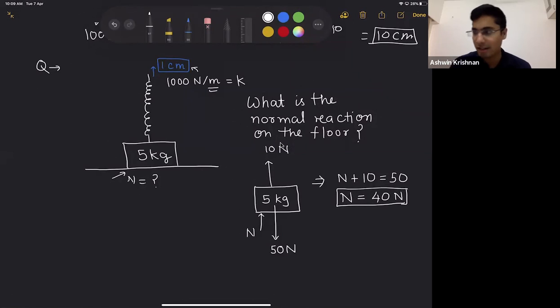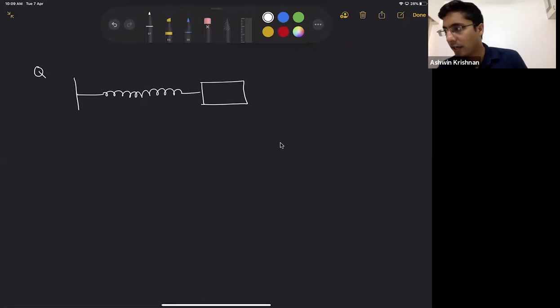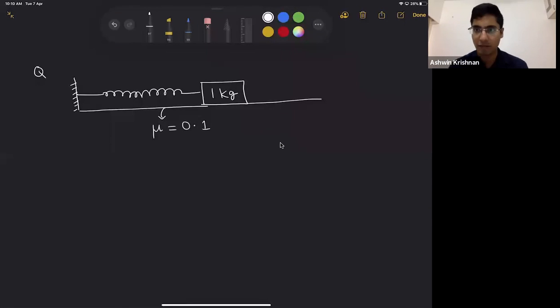Let me ask you one more question. I think we can do more spring questions now that we know all forces. Question. Let's say we have a spring connected to a 1 kg mass, and this is a rough surface, and this is the fixed end. Let's say mu equals 0.1. Right? Now let's say K equals 1000 newtons per meter.